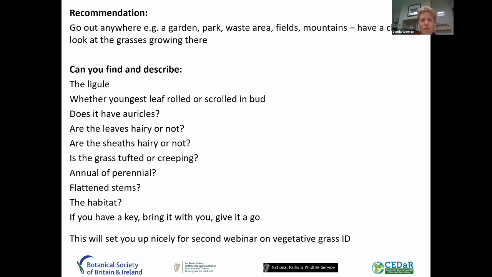What I would really encourage you to do is to go out anywhere. It doesn't matter whether it's your garden, local park, waste area, fields, mountain, roadside verge, it doesn't matter. Have a look at the grasses that are growing there. Now, I know we haven't looked at actually identifying particular species today, but we've gone a long way in equipping ourselves to be able to do that. And that's what we'll be doing next week. So go out and try to decipher between different species of grasses. You don't have to know what they are, you don't have to know their names, but just observe the differences. Have a look at the ligule, have a look whether the youngest leaf is rolled or scrolled in the bud.